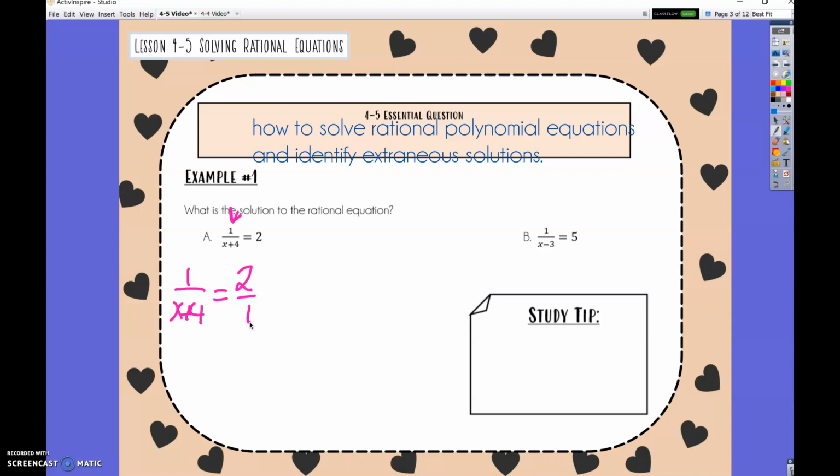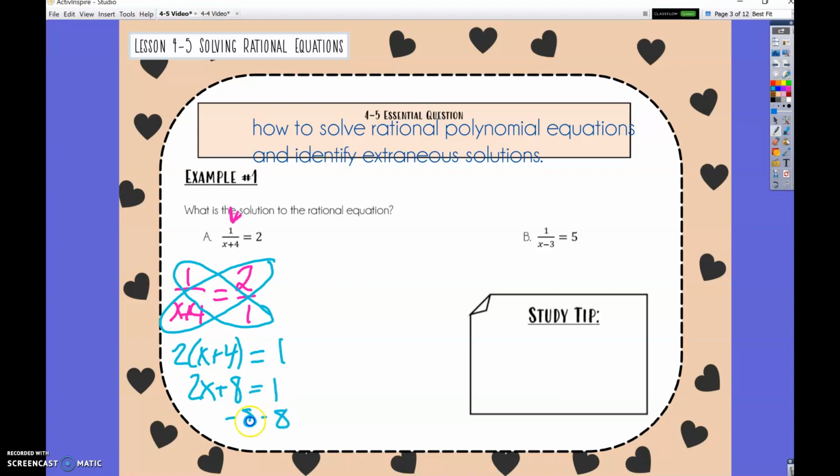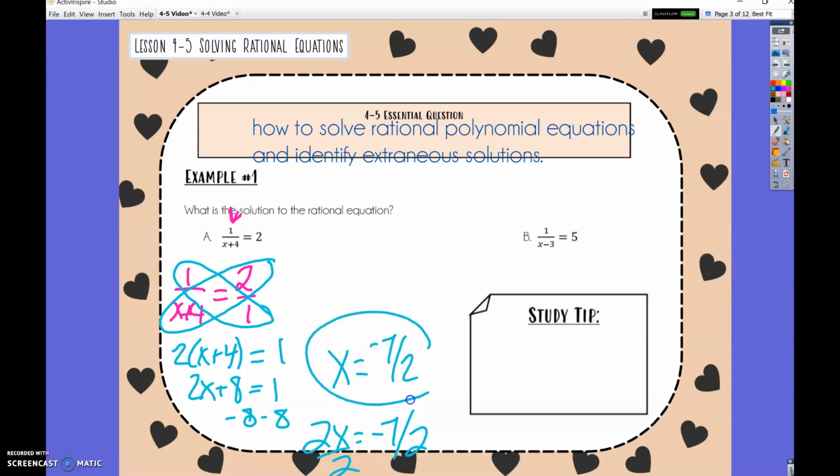When you cross multiply, you would have 2 times x plus 4, and the other one would just be a 1 times 1 here. So we'd simplify, we'd have 2x plus 8 equals 1, and subtract 8 from both sides, and we'd get 2x equals negative 7, and our final answer, if we divide by 2, x would be negative 7 halves. Now, you can do that when they're nice and simple like this. It's probably your easiest way.